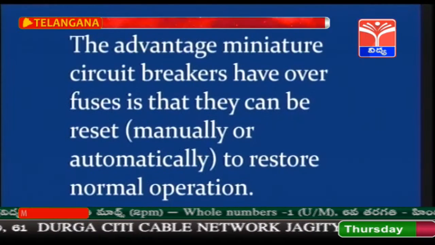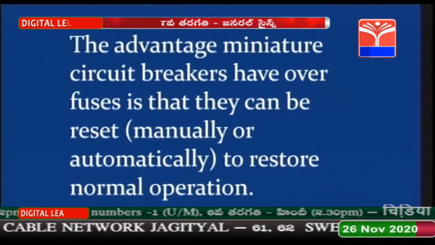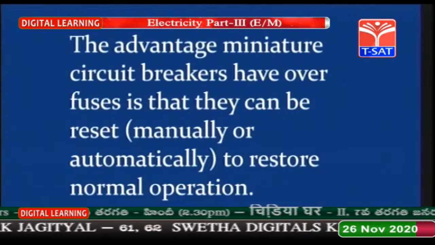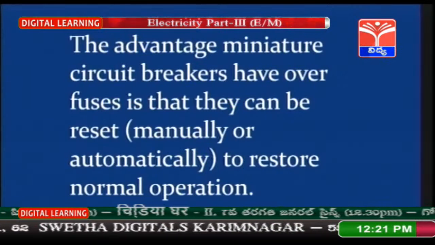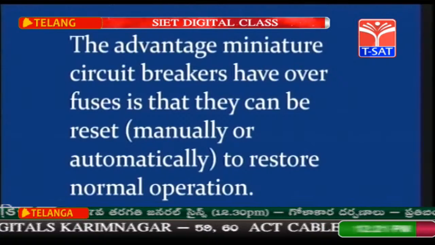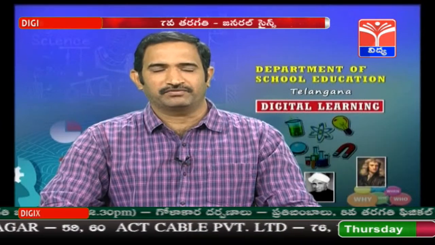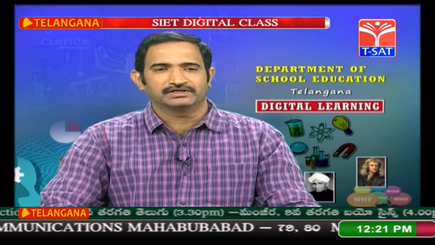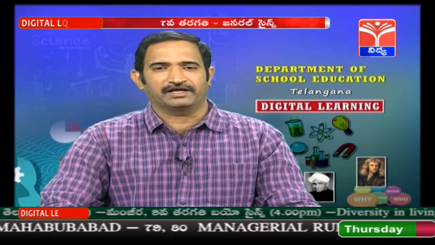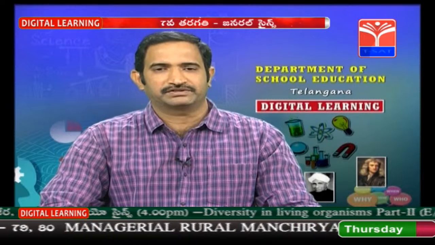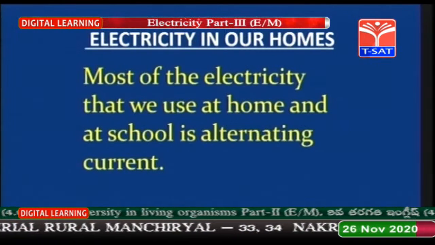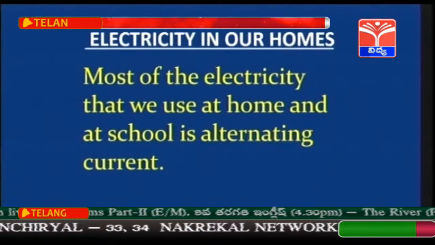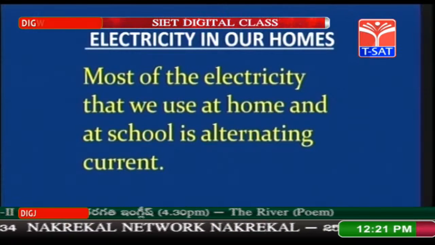The advantage miniature circuit breakers have over fuses is that they can be reset manually or automatically to restore normal operation. These are very easy to operate when compared to fuses. Always it is a difficult task to remove the fuse and insert wire, and again we have to put the fuse. Most of the electricity that we use at our home and at school is alternating current.